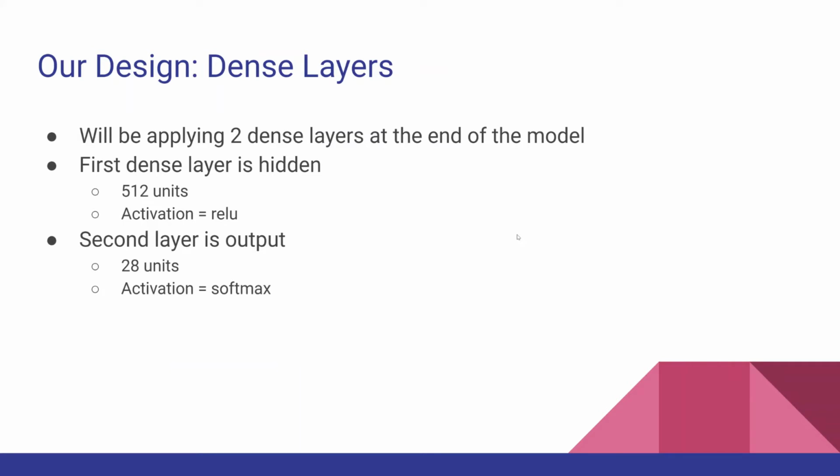And as for our dense layers, we are applying 2. We have a dense layer that's hidden with 512 units and a ReLU activation. And our final dense layer is going to be our output layer, which has 28 units and softmax activation.